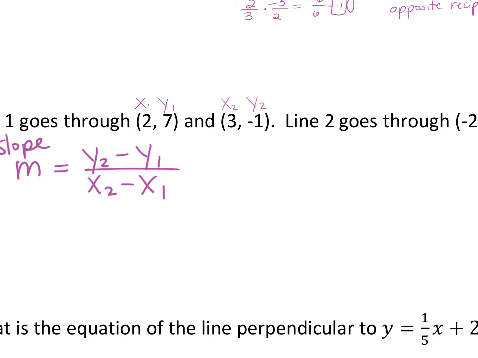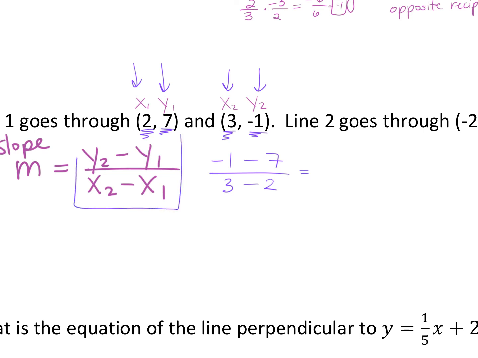So what goes first? -1 minus 7. y2 minus y1 over x2, which is 3, minus x1, which is 2. And it's really important, you guys, that you label these. Because if you don't, often people get their numbers mixed up and that doesn't go well. So make sure you label x1, y1, x2, y2, and then plug it into that slope formula.